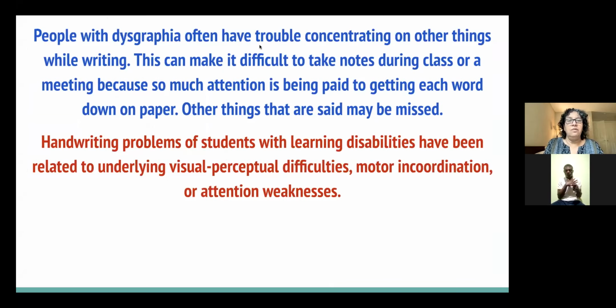Okay, now people with dysgraphia often have trouble concentrating on other things while writing. So why is this so? Because they are putting so much emphasis and effort into writing that their focus and attention is completely on the writing part. Because of this, they can miss out on the instructions given and what's happening around them, in the classroom, or what the teacher is saying in the class, because their whole energy and effort is on the writing.